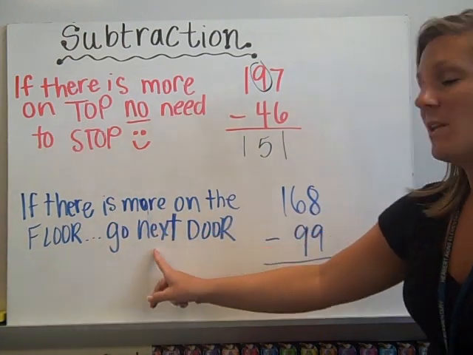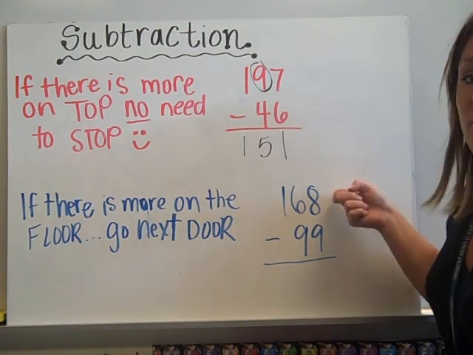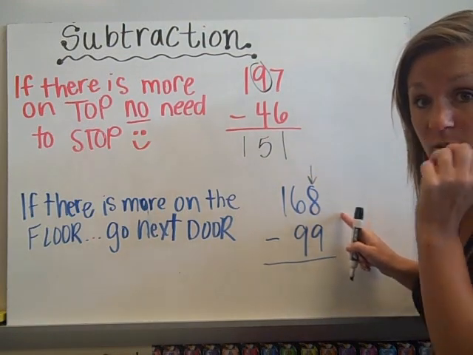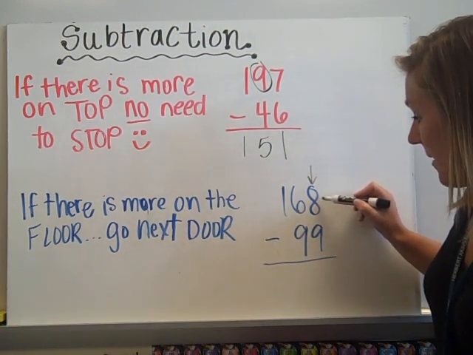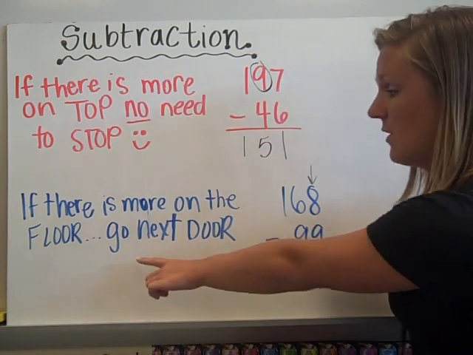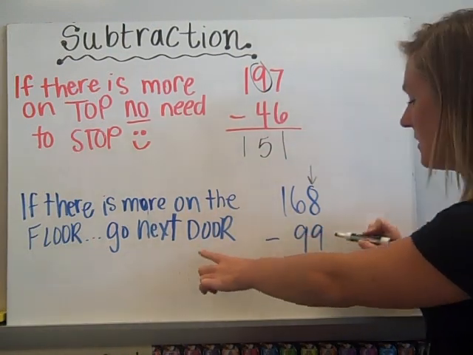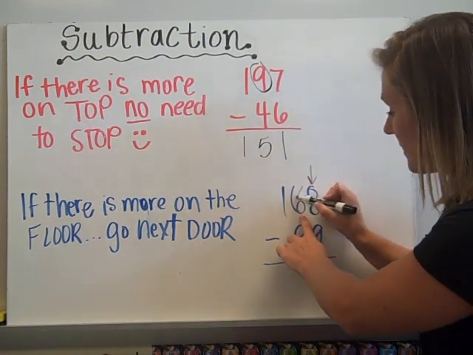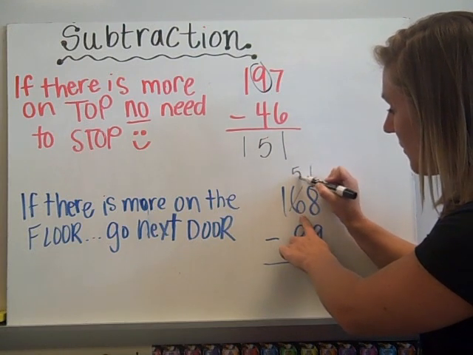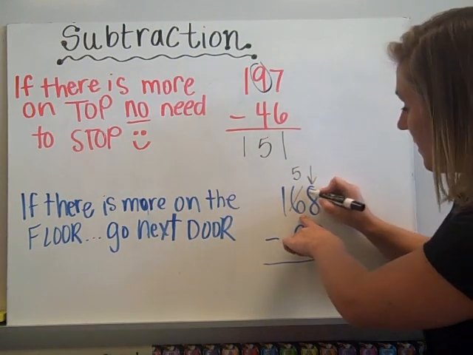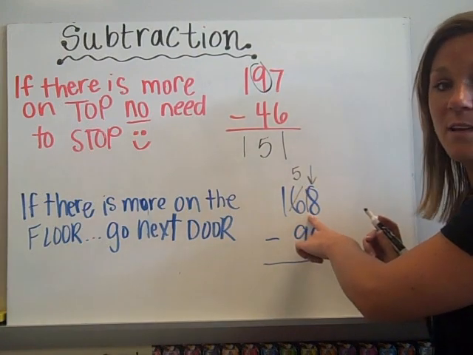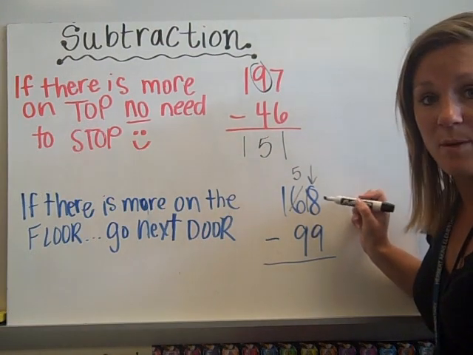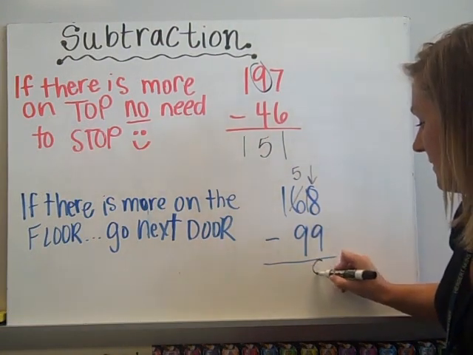Now, the opposite of that would be if there is more on the floor, or on the bottom, go next door, okay? So again, the higher number's on the top, and I'm going to look at each place value individually. I look at the number on top, it is not more. The digit on the floor, or the bottom, is more, so I need to go next door. So I come next door, to the tens place. I'm going to cross off, subtract 1 ten away, leave with 5 tens, and bring 1 ten over here, making 18. Okay, now the number on top is more, so there's no need to stop.